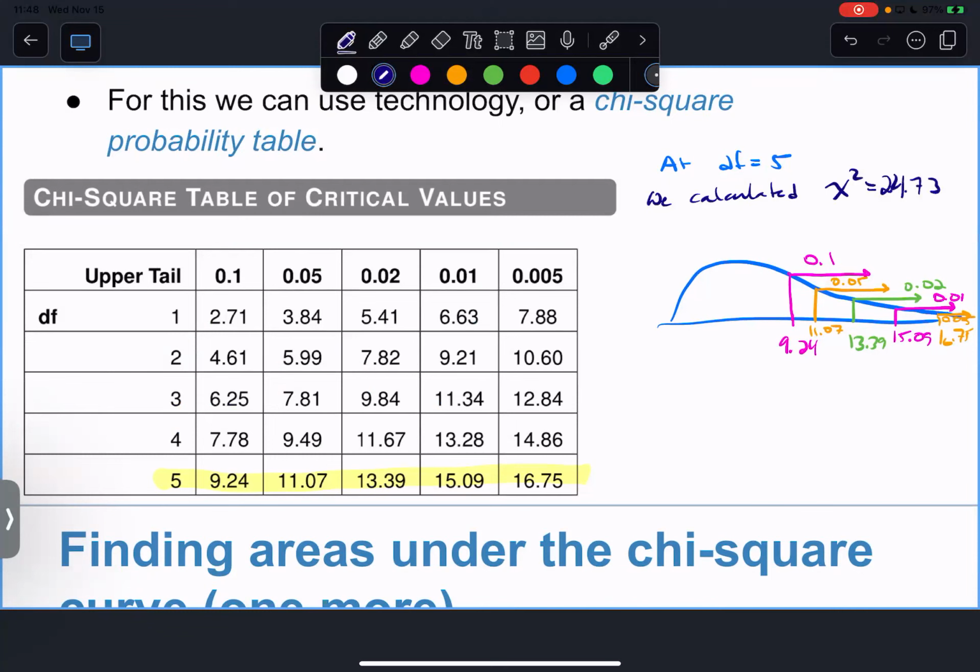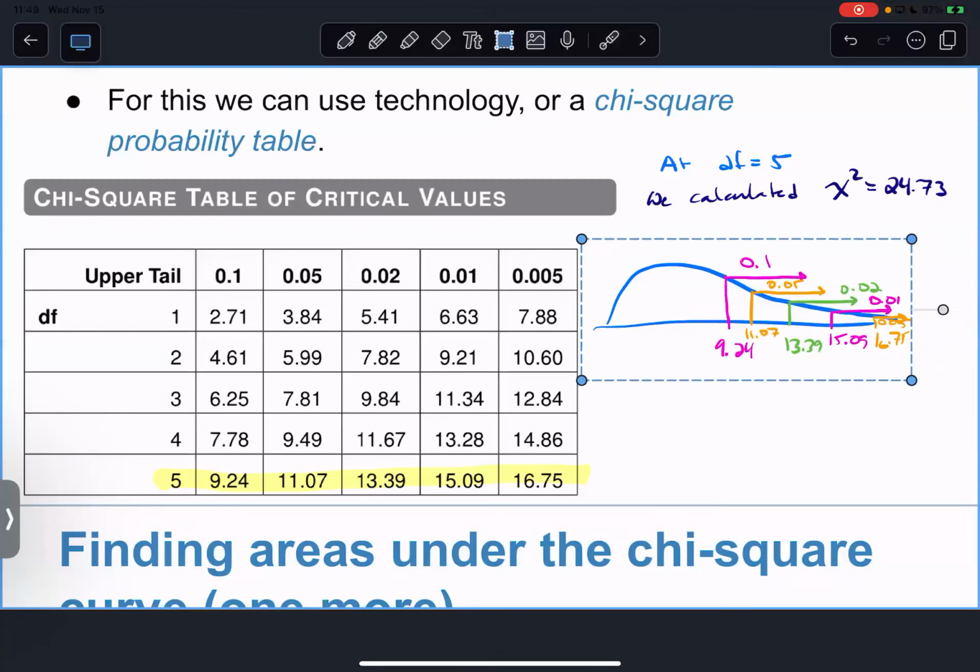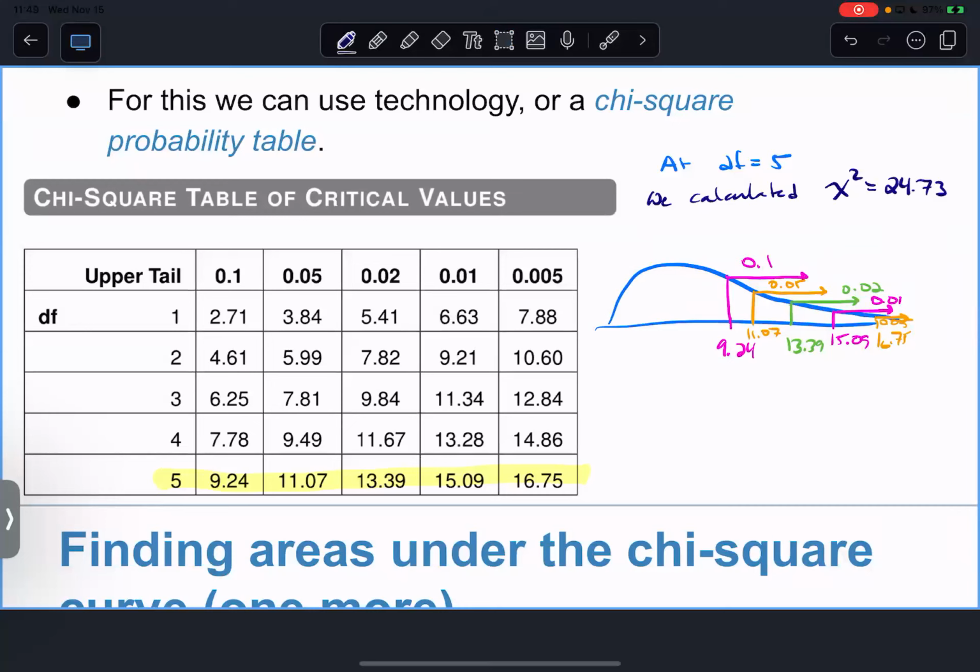The first option is trying to map it back to what we were doing before, right? We said, okay, I'm going to use this 24.73. I want to try to find the area in the upper tail. 24.73, if I follow this scale, is to the right of 16.75, right? And we've seen that before on our Z table when we were off the chart, right? Let me continue this tail here.